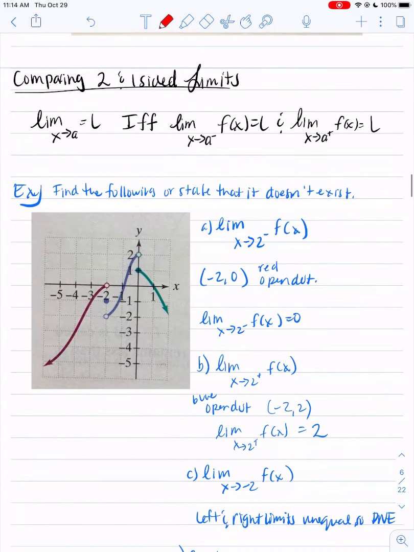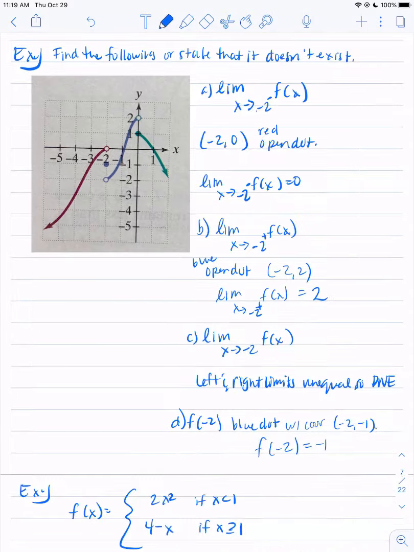So in comparing two-sided and one-sided limits, this holds. The limit as x approaches a equals L if and only if our left and right-hand limits exist and are the same. So if our left and right-hand limits are both L, then our limit as x approaches a equals L. And if our limit as x approaches a equals L, then our right and left-hand limits are the same. So that's a way we can tell if the limit exists: if the left and right-hand limits agree.